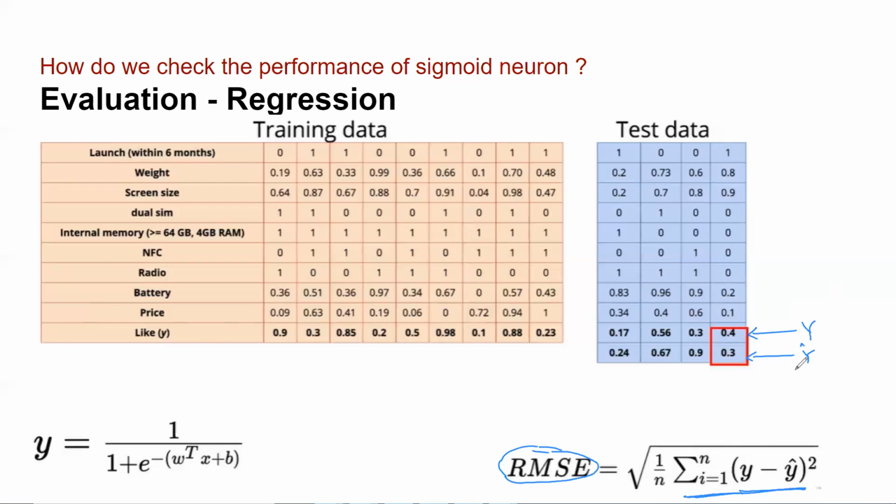If we do not know the ground truth, there's no basis for checking whether the model has made a correct prediction or not. So now we have two performance metrics. One is accuracy, the other is RMSE. Accuracy is for classification, RMSE is for regression.